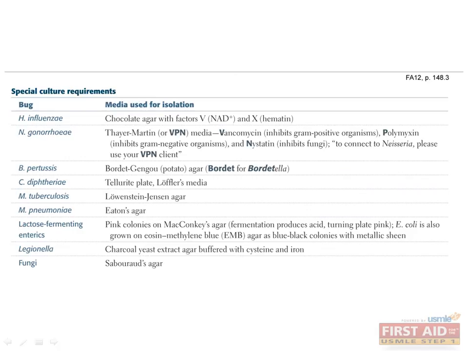Bacterial culture is the process of growing bacteria on agar plates with medium and an additional nutrient source. It is another, albeit slower, method for identifying microorganisms. Media can be selective, meaning it contains antibiotics to prevent growth of contaminating microorganisms, such as the Thayer-Martin or VPN media, which contains vancomycin, polymyxin, and nystatin to inhibit growth of organisms other than Neisseria gonorrhea.